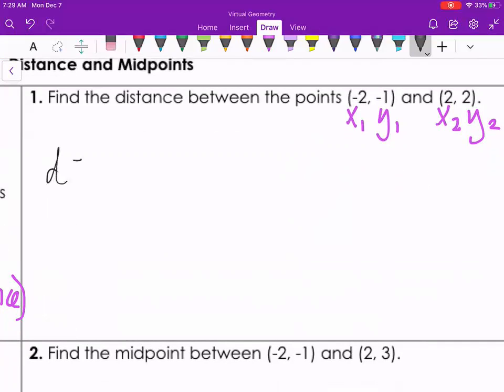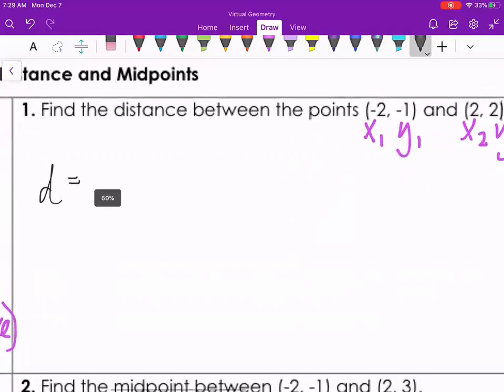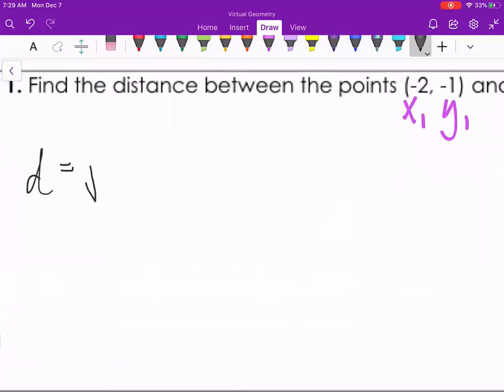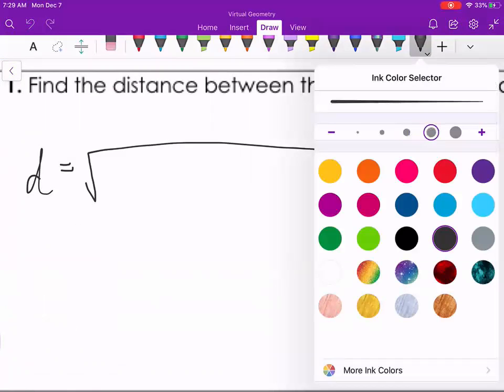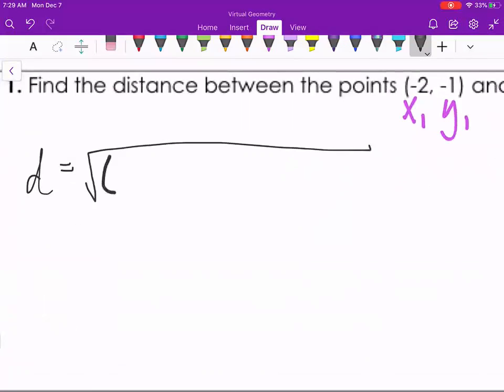So our distance is, let's get our big square root up here. So inside, I'm going to make this just a little bit bigger. Inside our square root, remember we have 2 sets of parentheses, both with a subtract. And then we have to add those 2 groups together. So now let's plug in our values.